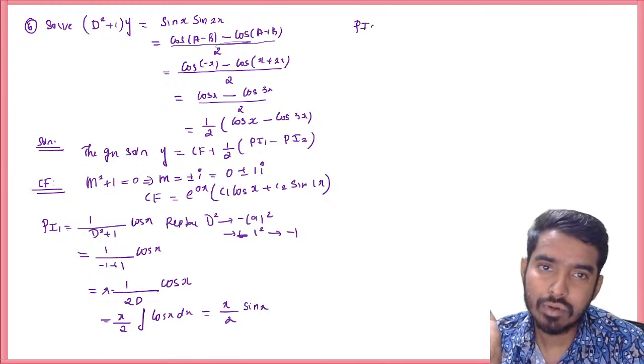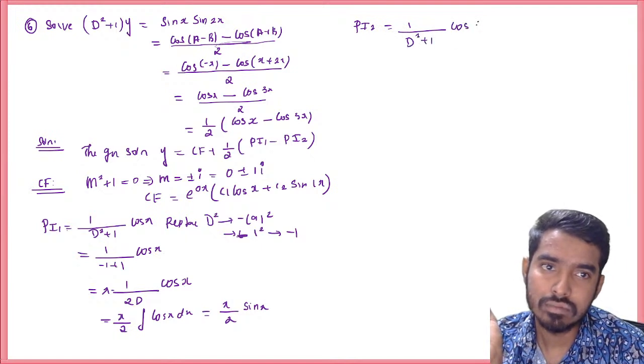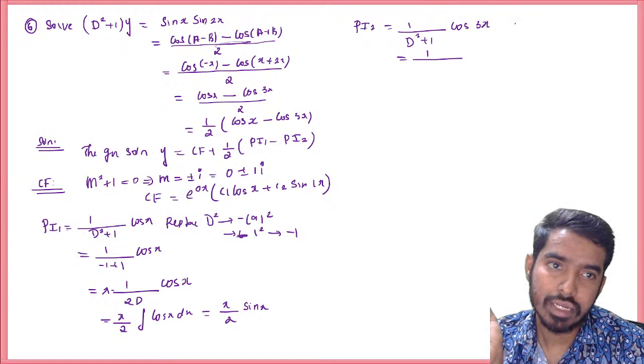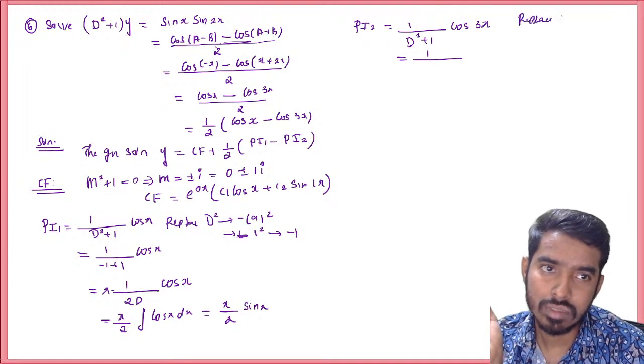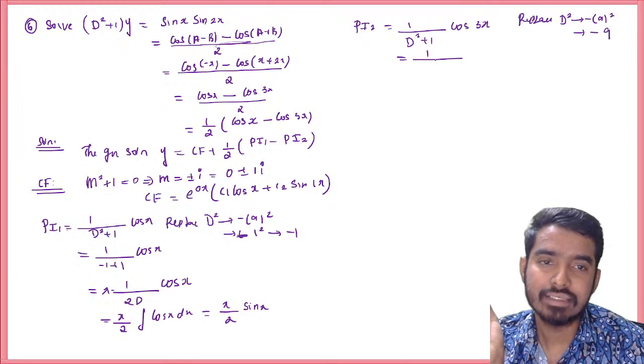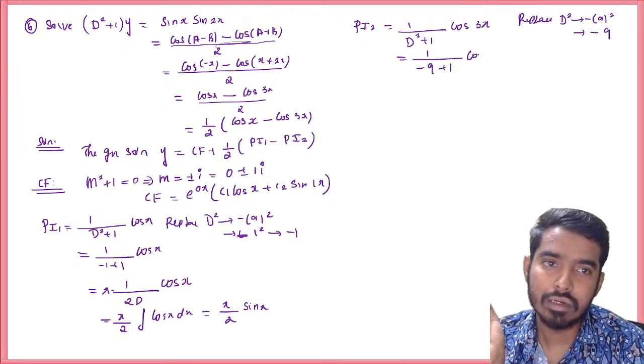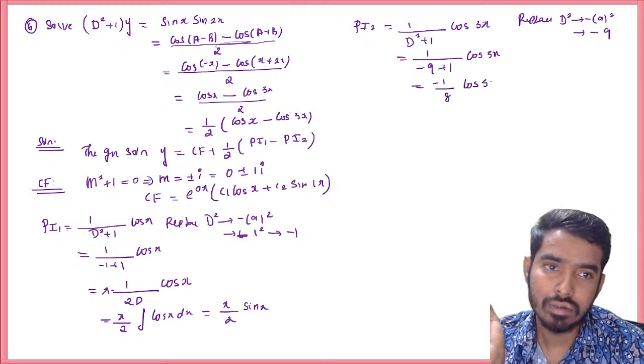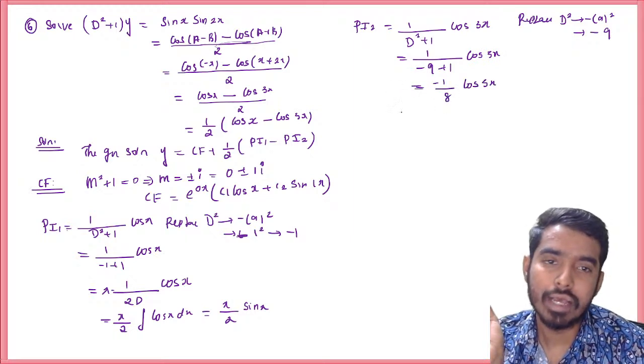Similarly, you find pi2. So pi2 is 1 divided by D square plus 1 of cos 3x. So replace D square is equal to minus a square. It will be minus 9. So minus 9 plus 1 of cos 3x. This will be minus 1 by 8 cos 3x, which is your pi2 value.